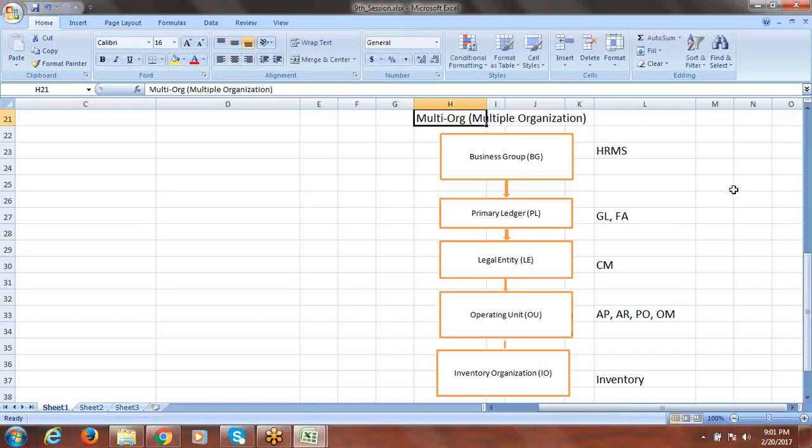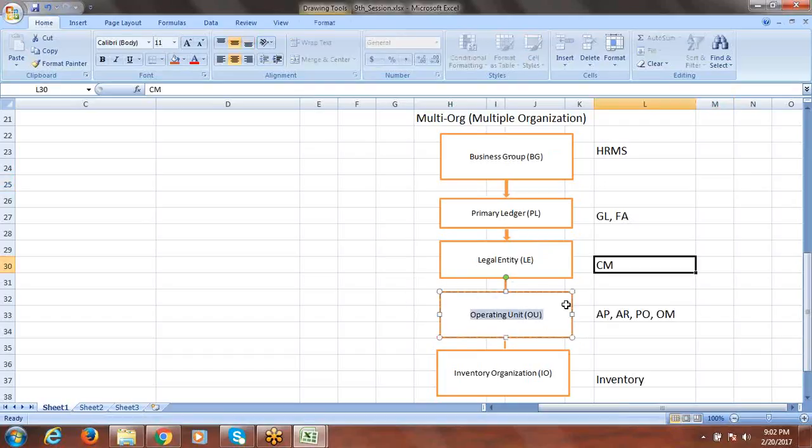So if you have two branches, for example, and you are running the business in India, your multi-org structure would be one business group, one primary ledger, one legal entity, and multiple operating units. For now, try to understand this operating unit. When you have multiple primary ledgers, multiple legal entities, multiple operating units and multiple inventory organizations, how your multi-org structure looks, I'll keep some flow diagrams ready by tomorrow.